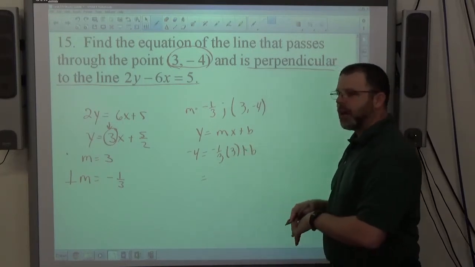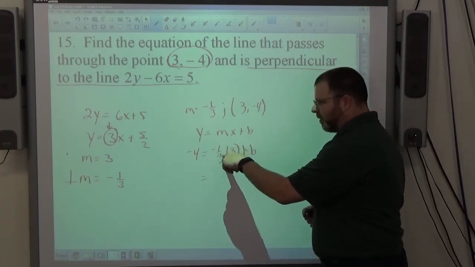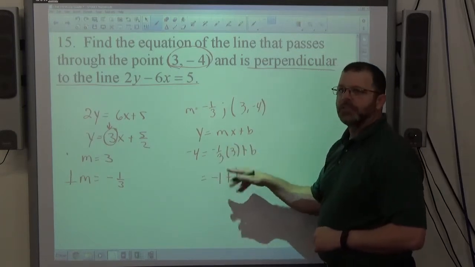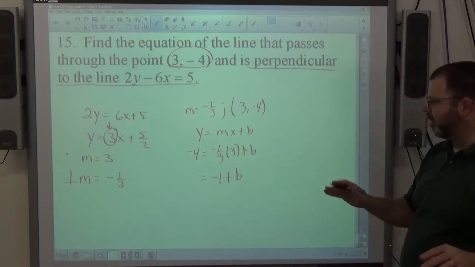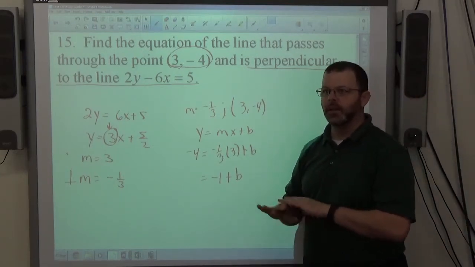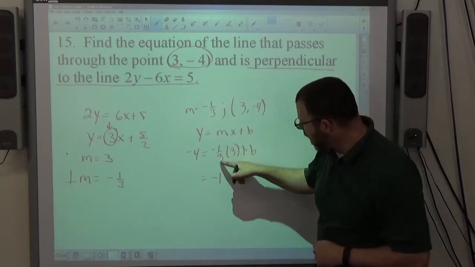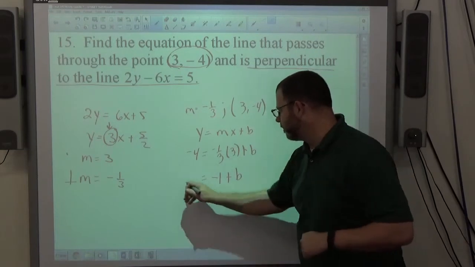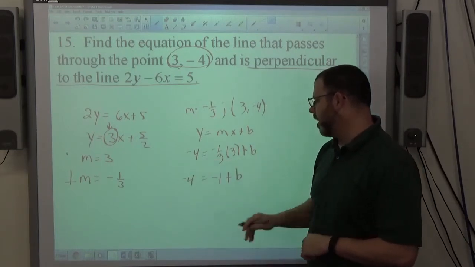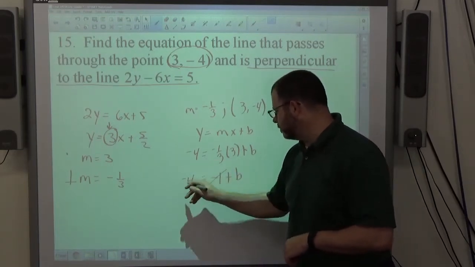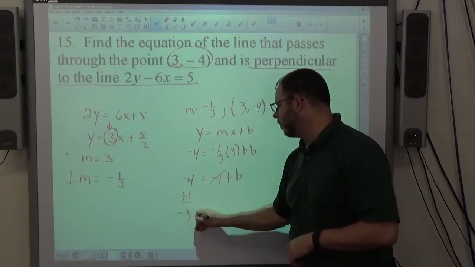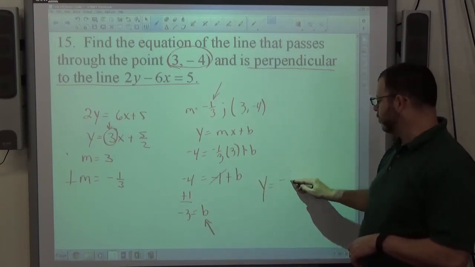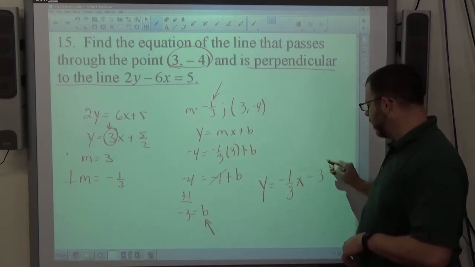I always tell you to do the fractions first. 3 divided by 3 is 1, times -1 is -1. If this comes out to a non-fraction, let it be a non-fraction. I still see on a bunch of people's papers -1/1. You're making life difficult for yourself. So divide, and if it divides evenly, multiply the result. Since this isn't a fraction, leave that a non-fraction. So move the 1 over, plus 1, so you get -3 is equal to b. Slope -1/3, y-intercept -3. Equation: y equals slope x plus y-intercept.